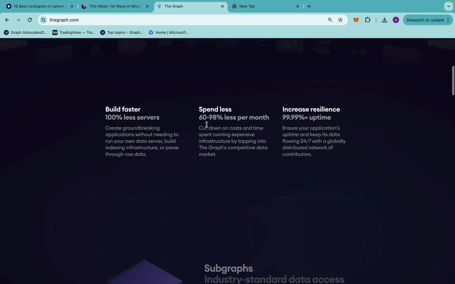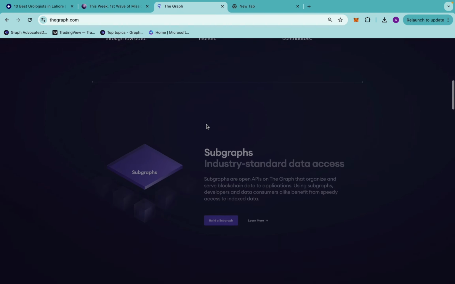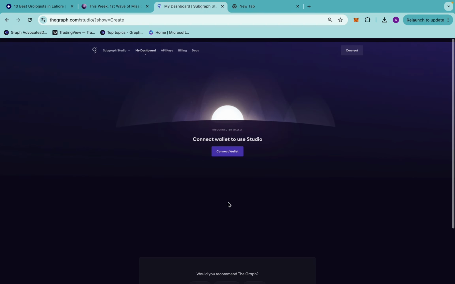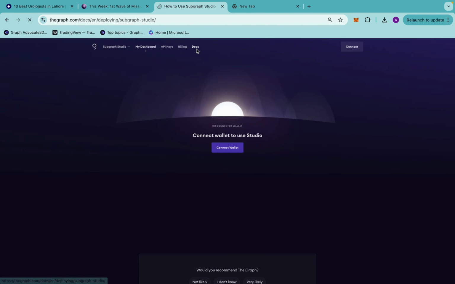So basically The Graph is indexing your blockchain data so that you can use it, and developers use it to create dApps, decentralized applications. And you can learn more from the documents in The Graph.